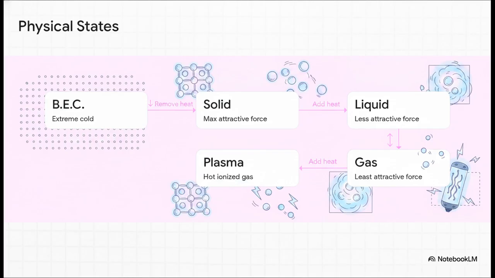But look at the outer edges of this spectrum. On the extreme cold end, we find the Bose-Einstein condensate. And on the extreme hot end, we have plasma, a super hot ionized gas. And actually, you've seen plasma in everyday life. It's exactly what makes up lightning, or even the glowing gas inside a neon tube.